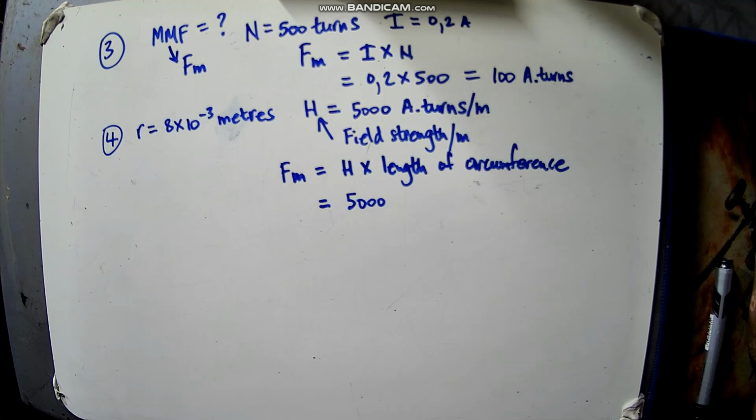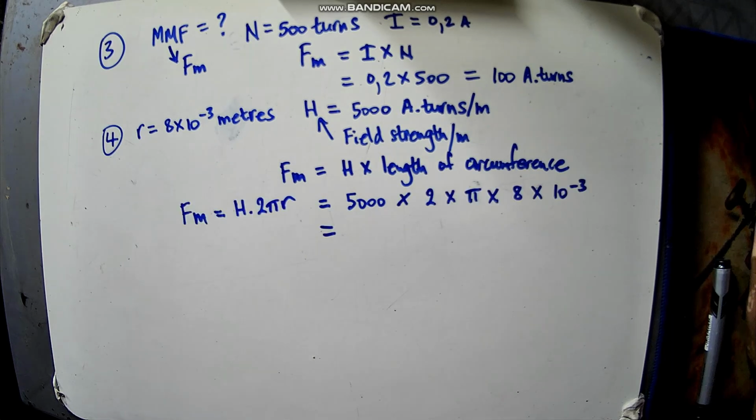Notice there, we've got a radius. Now we need to get the length of the circumference. So circumference is equal to 2 pi r. So our formula will be Fm is equal to H times 2 pi r. Does it make sense? Because the length of the circumference will be 2 pi r, and there's the H. Plugging all that into our calculator, we should get 251.33 amp turns.